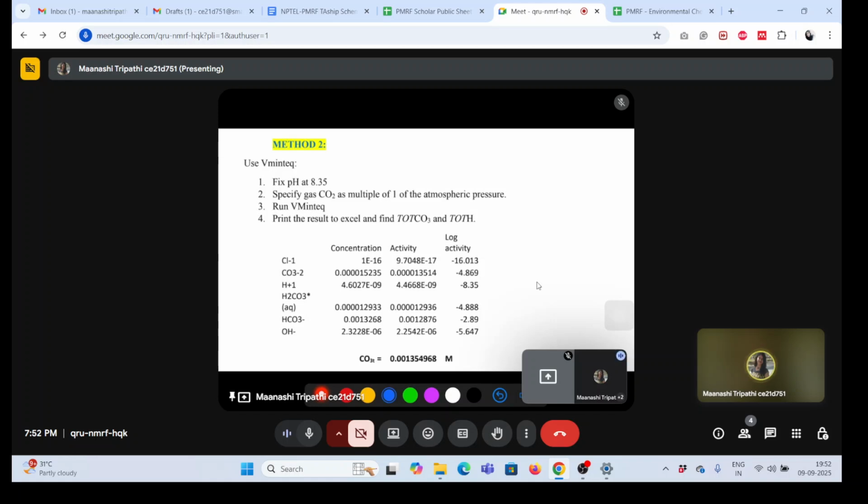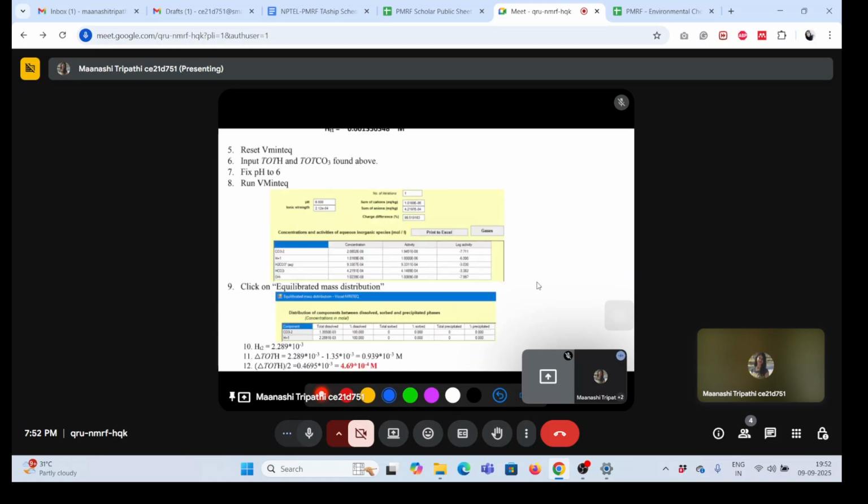There is a second method also. Similarly, based on Visual MINTEQ, we need to fix the pH, then specify gas as a multiple of 1, and run Visual MINTEQ. So this is similar. Print the result to Excel and find total carbonate and hydrogen concentration. We got carbonate. Then we need to reset Visual MINTEQ and put in the total hydrogen and carbonate concentration.